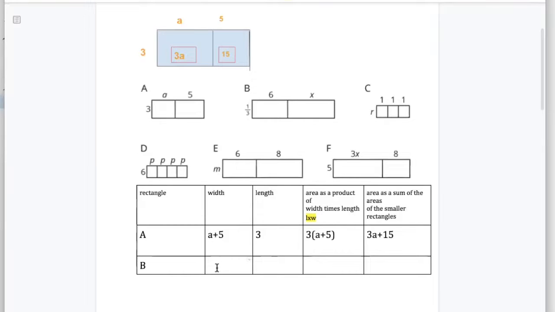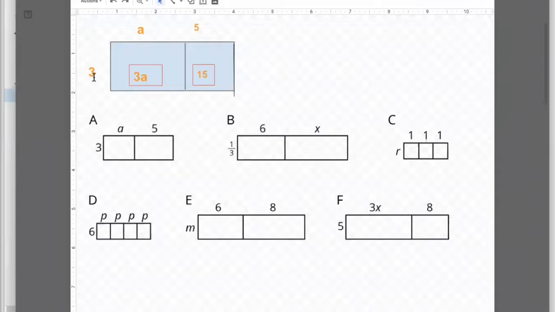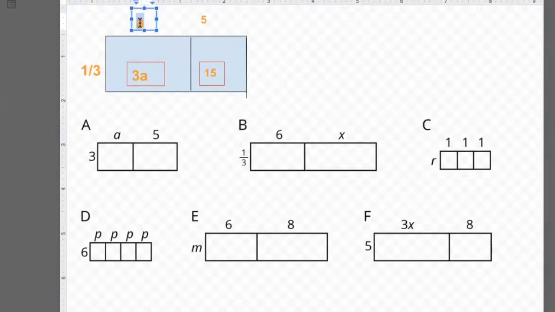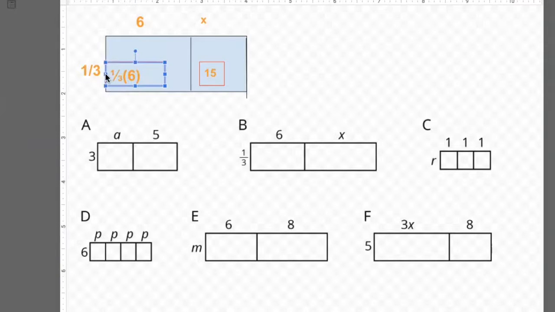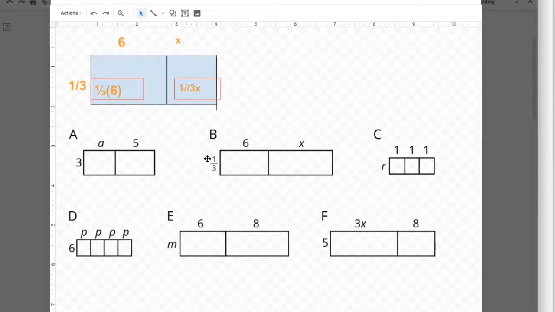B says 1/3 is our length and 6 and X are our width. So let's fill in our rectangle first. We're going to fill in for our length 1/3, and we're going to fill in for our width 6 and X. So if we multiply them together, we have 1/3 times 6. And then we have 1/3 times X, which will give us 1/3 X. And perfect. So we replaced our 1/3 and our 6 and our X. And we should have 1/3 times 6, and we have 1/3 times X, which is 1/3 X.